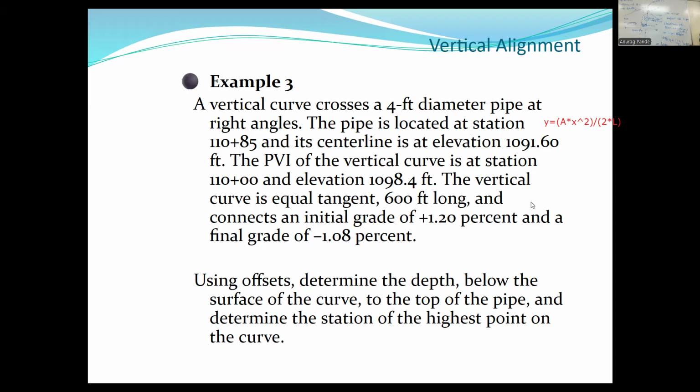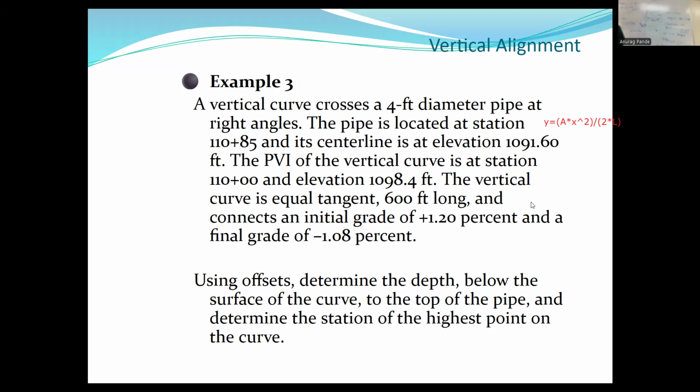Okay. So then, are we ready to answer the question? Determine the depth below the surface of the curve to the top of the pipe. Are we ready to answer that question? Yeah, we are, because all we need is this. So we know both of these elevations. This is 1096.6. And then this is 1093.6 to the top of the pipe.